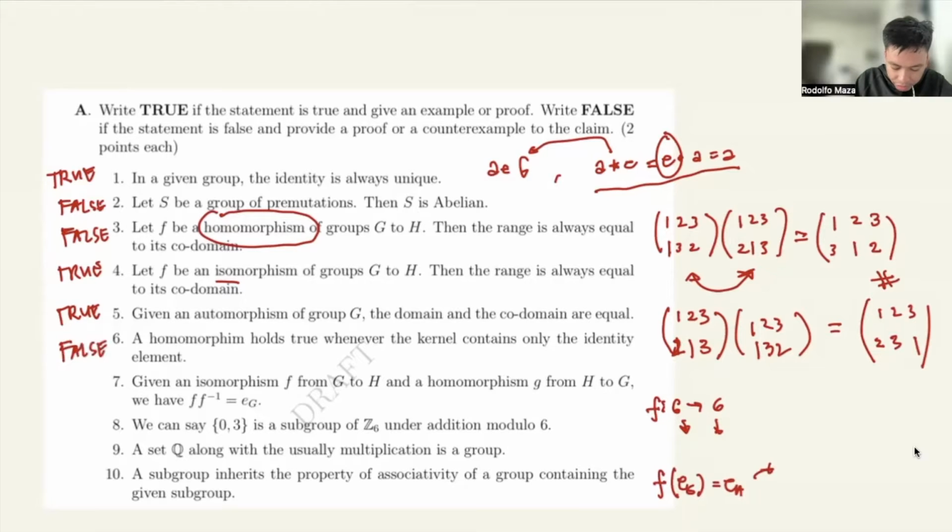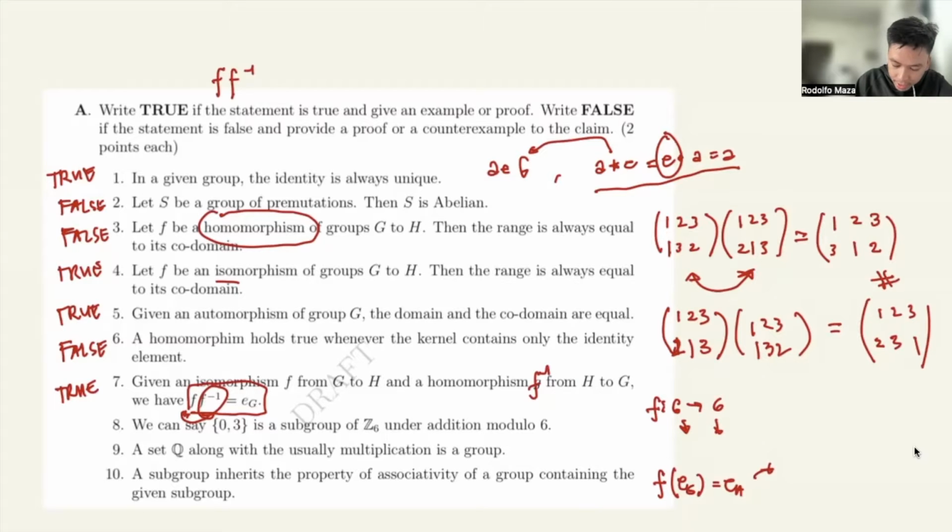Okay, number 7. Given an isomorphism f from G to H and a homomorphism from H to G, we have this. Actually, this is one of the famous results. Sorry, it should not be G, it is f inverse. So in that case, it remains the identity. So that is true. And number 8, we can say {0, 3} is a subgroup of Z6 under addition modulo 6.